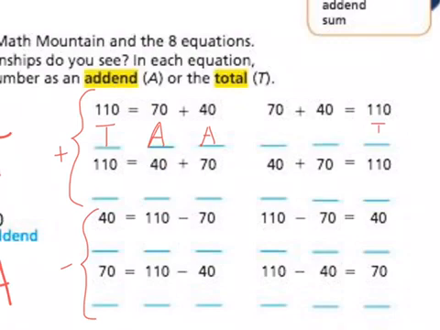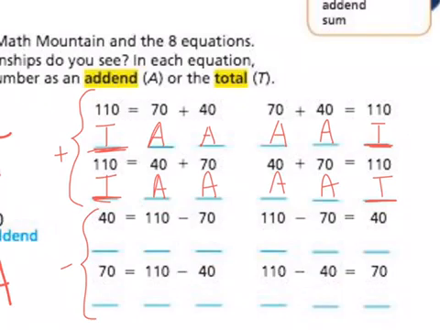Here's the total for this next one. This is an add-in, this is an add-in. Now the total is over here in the first position. So you can see the total can be either in the first position in adding, or it can be in the last position for adding. So add-in, total. Now for subtraction, it's a little bit different.